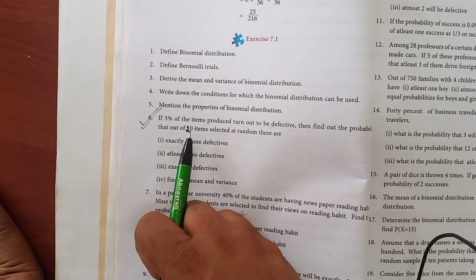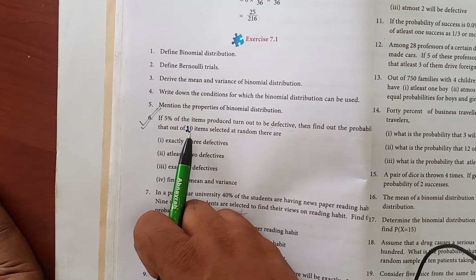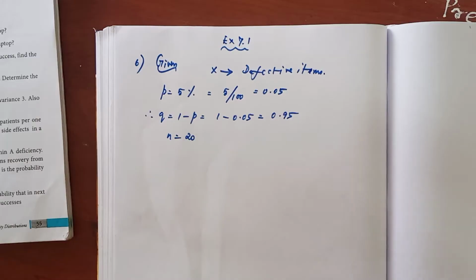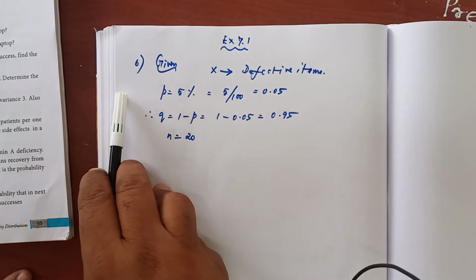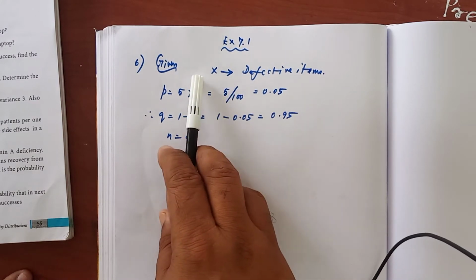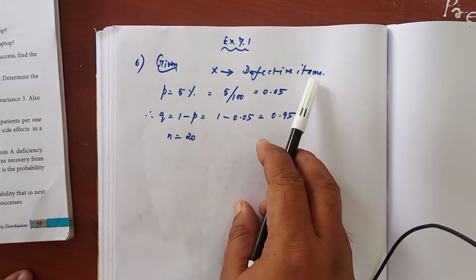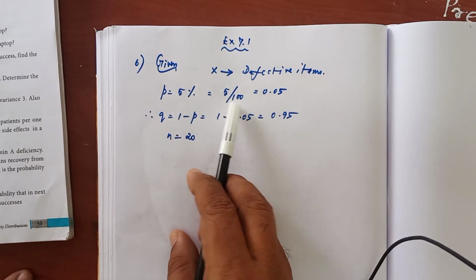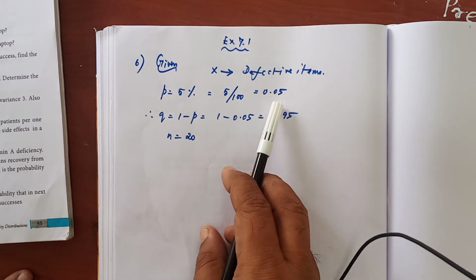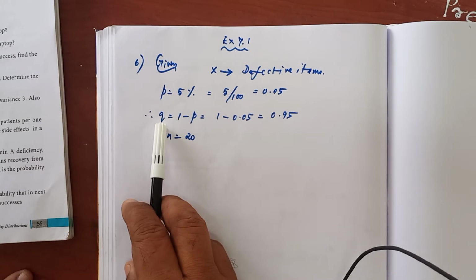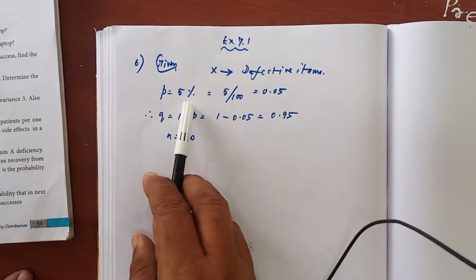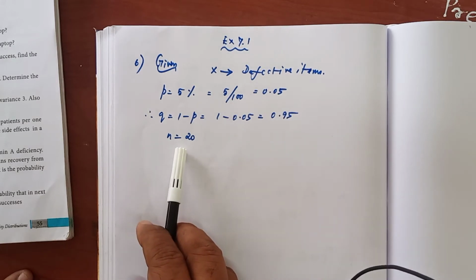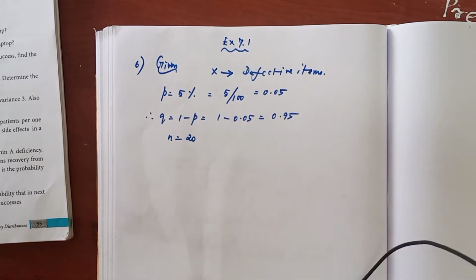So n is equal to 20, number of items, number of trials, that is equal to 20. Here in problem number 6, capital X represents the random variable, defective items. Small p is equal to 5%, that is 5 by 100, equal to 0.05. q, the probability of failure, formula 1 minus p, that is 1 minus 0.05, equal to 0.95. Number of trials is 20. Now write the formula for binomial distribution.